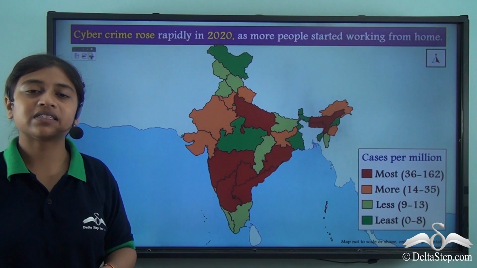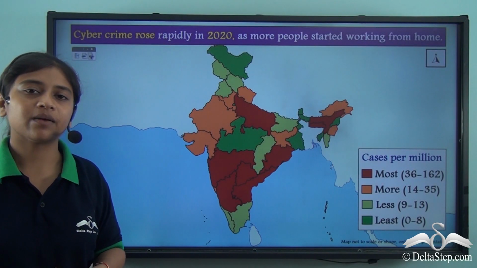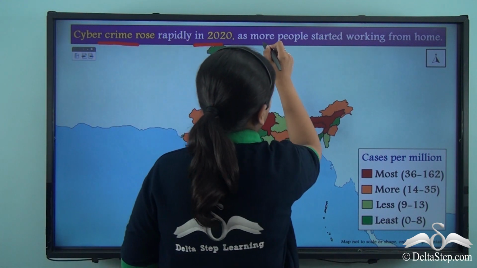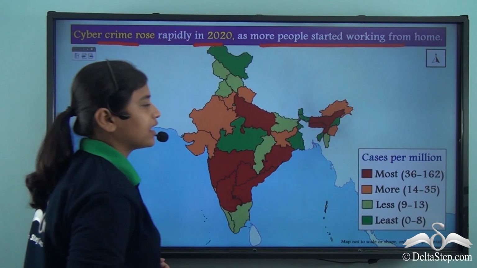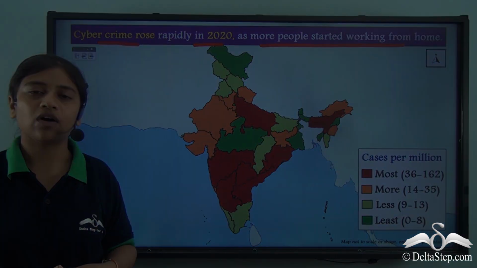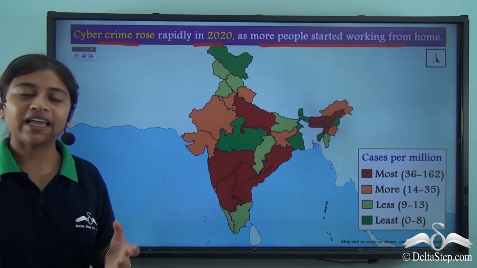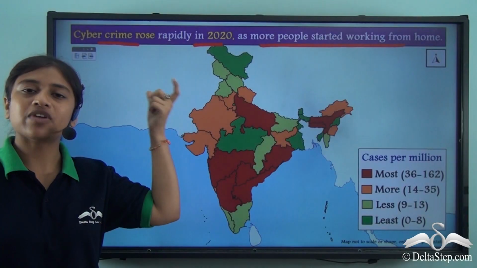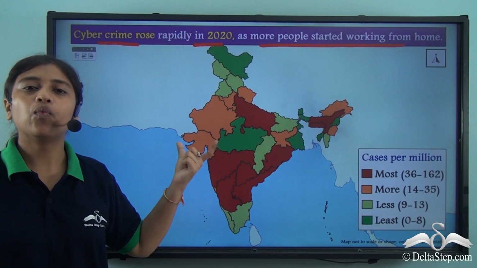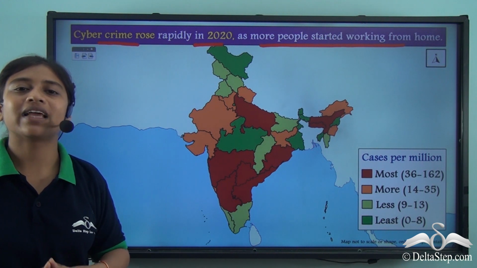Besides these crimes, cybercrime also took a peak during the COVID-19 period. Cybercrime rose rapidly in 2020, when more people started working from home. During the COVID period, especially during the lockdown, people were mostly on digital platforms, and this led to various cybercrimes which grew rapidly during this period. So we see all these cities are victims of the rapidly increasing cybercrime during the COVID-19 period.